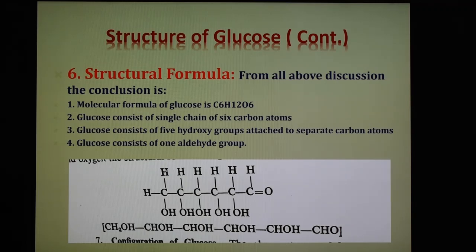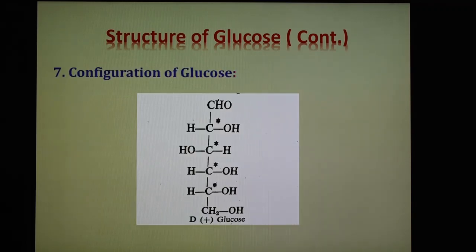Now the next step, the 7th, is the configuration of glucose. The above structural formula of glucose consists of 4 asymmetric carbon atoms. Therefore, there are a total of 16 optically active isomers, and glucose is one of them. All the 16 isomers are known, and there are 8 pairs of enantiomers, that is the D and L forms.